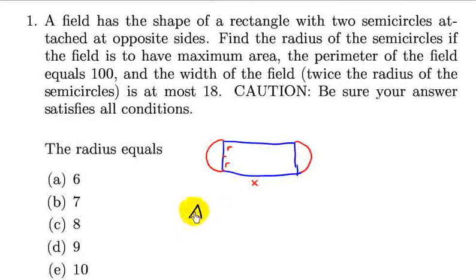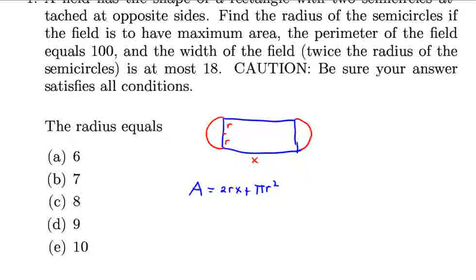So the area will be the length of the rectangle multiplied by 2r, so 2rx, and then plus the area of two semicircles. The area of this semicircle is 1/2 of pi r squared, and the same thing for this other semicircle. So basically we have the area of a circle, plus pi r squared.